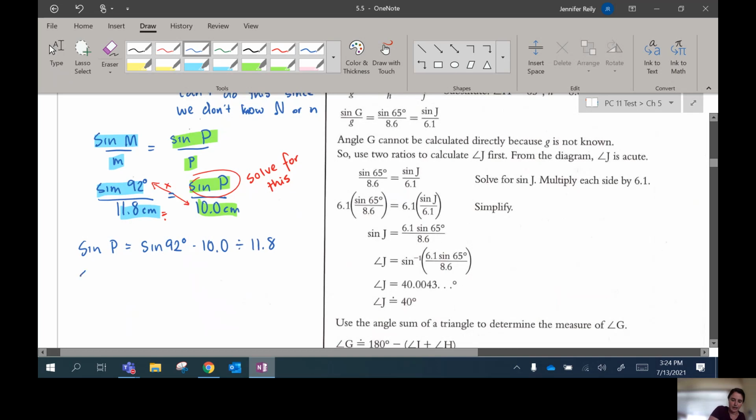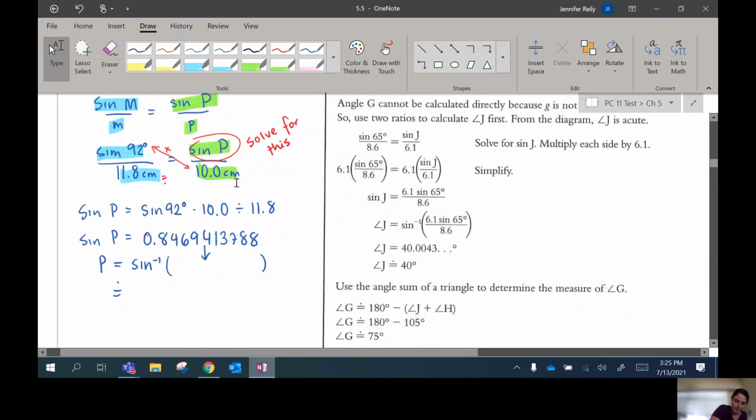Let's see what we get. That would give us sine 92 times 10.0 divided by 11.8. I'm going to write down the whole decimal here: 846941370. To get the actual angle P, I need to take the inverse sine of that decimal. You can just leave it in your calculator and use the answer if you like. Let's see what they want us to round to, nearest degree. So I get about 58 degrees.